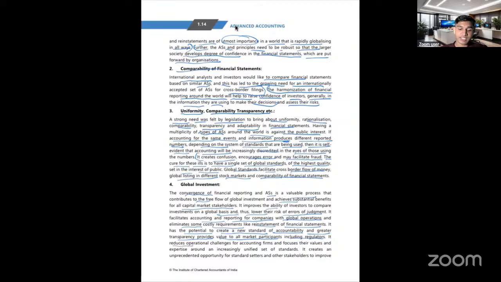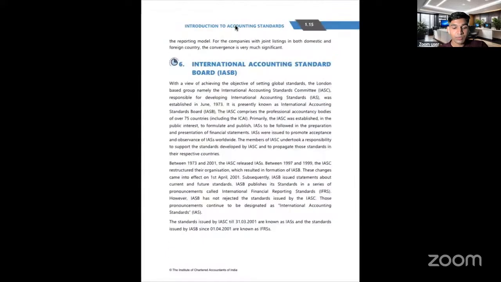It reduces operational challenges for accounting firms and focuses their values and expertise around an increasingly unified set of standards. It creates an unprecedented opportunity for standard setters and other stakeholders to improve the reporting model, and for companies with joint listing in both domestic and foreign countries, the convergence is very significant.